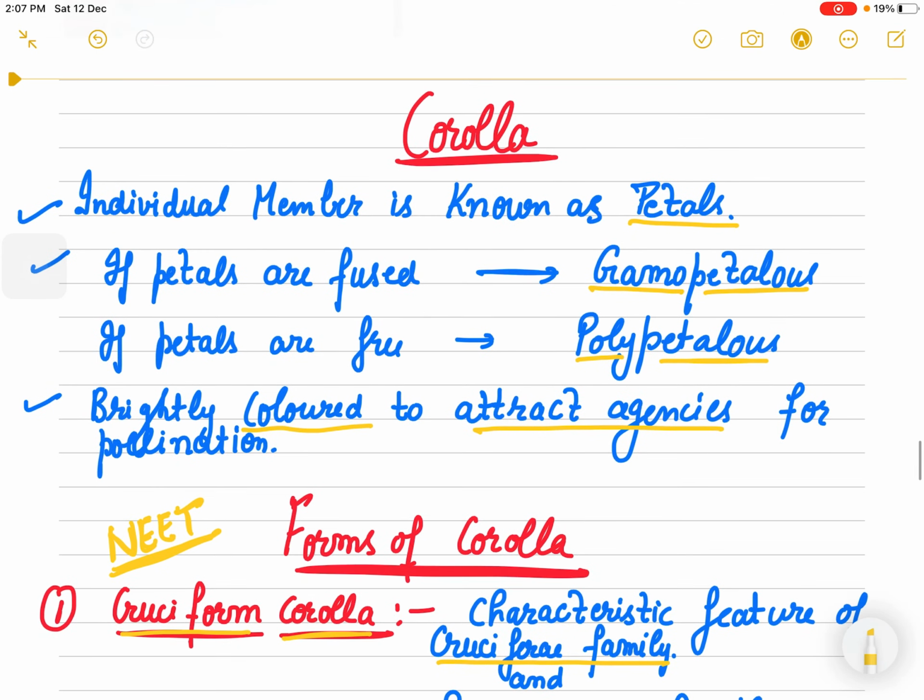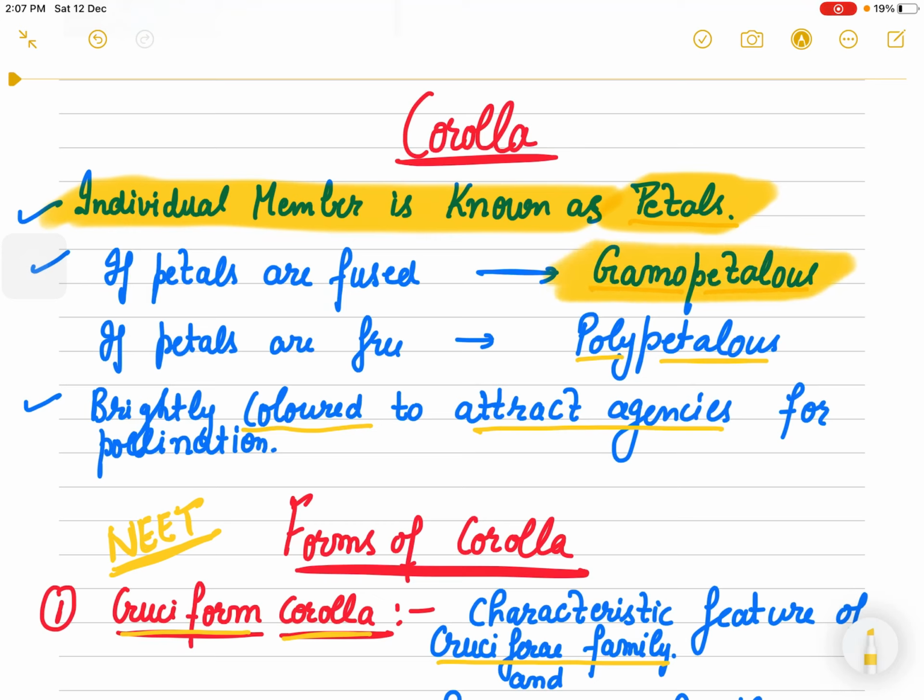When we talk about corolla, the individual member of corolla is known as a colorful member, that is petals. As you know, if the petals are fused, the condition will be gamopetalous, and if they are free, then it will be polypetalous, and their main function is to attract the agencies for pollination.